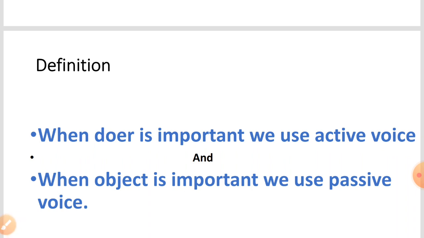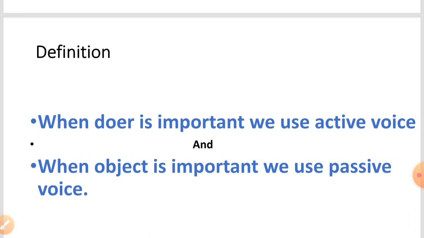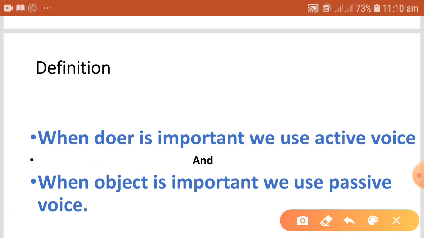Let's see the definition of these two voices. First is active voice. When do we use active voice? When the doer is important, we use active voice. In the active voice, the subject is the doer of the action. The action passes over from the subject to the object. Means here the importance is given to the doer.